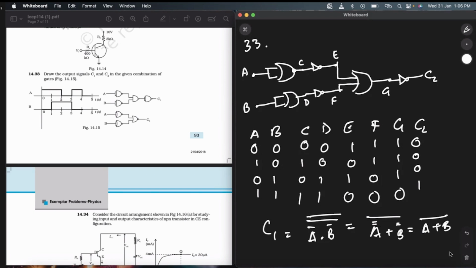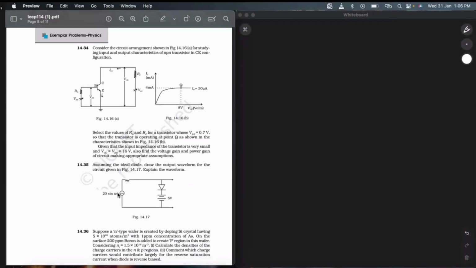Alright, moving onwards, I have question number 34. So consider the circuit arrangement shown in figure for studying input and output characteristics of an NPN transistor. So in CE configuration, select the value of RB and RC for a transistor whose VBE is 0.7 volt so that the transistor is operating at point Q as shown in the characteristics.